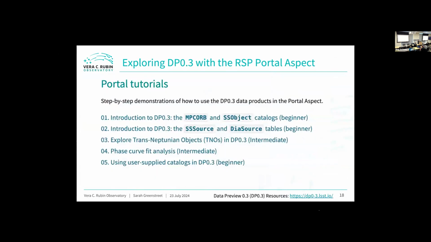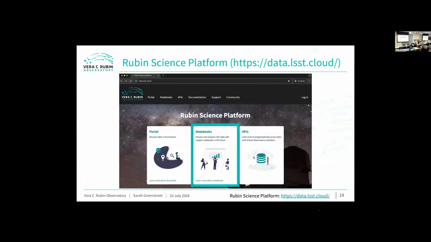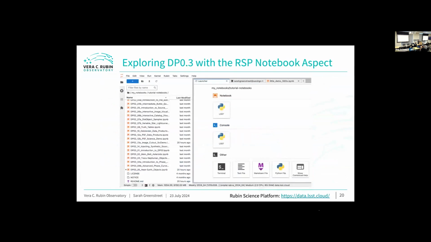And we also have a number of tutorials that can walk you through how to be able to explore the portal, what all of the different buttons do, and how you can make plots like the ones I just showed within the portal. If you want to do more in-depth exploration of DP0.3, you can use the notebook aspect. This is the landing page for the notebook aspect. It's essentially Jupyter notebooks within the cloud. And so you can click it on a terminal here, and you can be able to access your own space that you're allocated within the RSP.